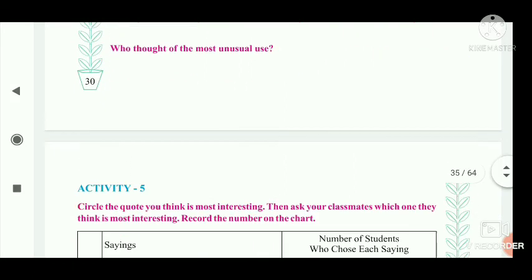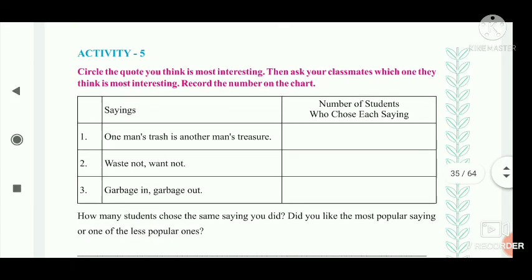Okay, so next, activity 5. Over here, circle the quote you think is the most interesting. Then ask your classmate which one they think is most interesting. Record the number on the chart. So right now this activity you have not completed, right? Because in this activity, as in activity 4, we ask our classmate.